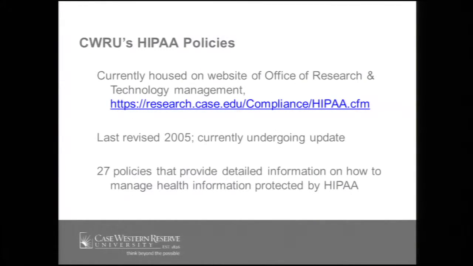In response to HIPAA, Case Western enacted 27 HIPAA-related policies that provide our faculty and staff with information on how to manage HIPAA-protected health information. Our office is in the process of reviewing and updating these policies. But in the meantime, I encourage you to go see them. They provide detailed information on topics related to HIPAA, such as patient rights and how HIPAA relates to human subjects research.